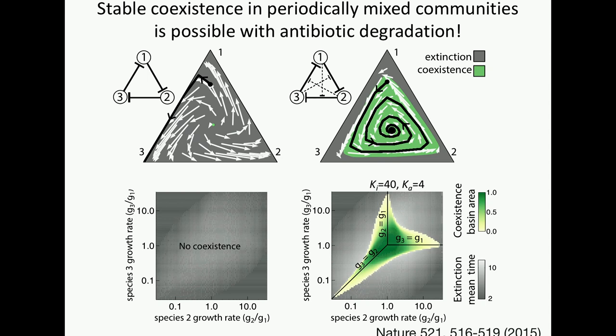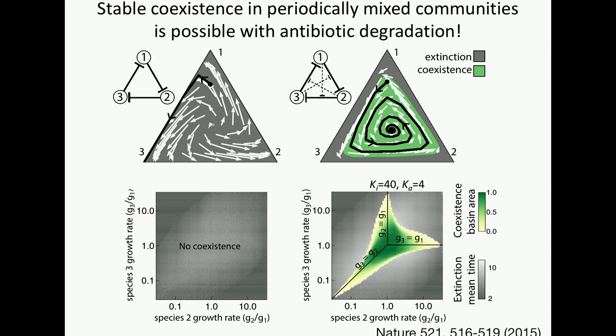So within this constraint, this statement is true: it's impossible with these pairwise interactions only to have these stable communities. Here is shown just one example of a nicely symmetric community with three inhibitions and degradation interactions shown as dashed lines. This triangle shows that if you mix the species in many different abundances, the dynamics nicely flows to a stable fixed point. So there is a big basin of attraction for that particular community.